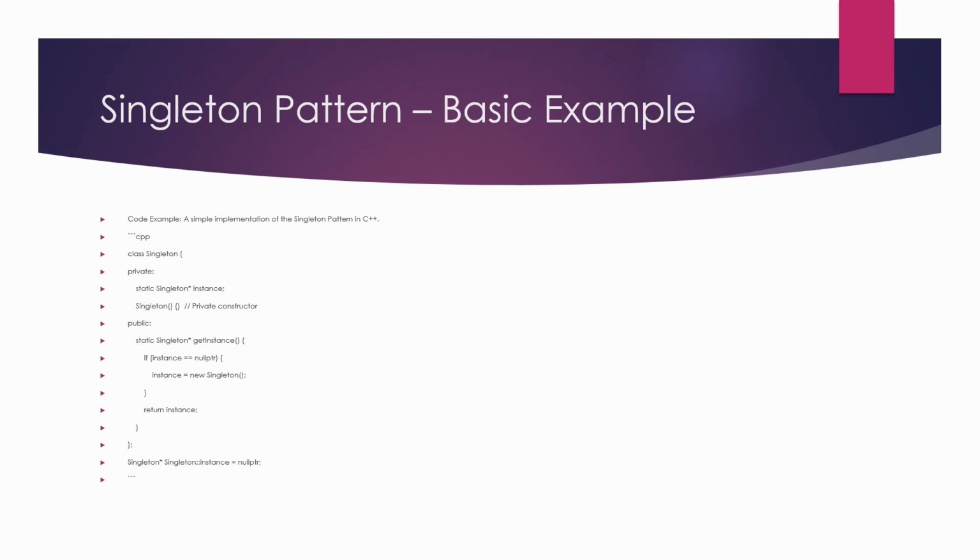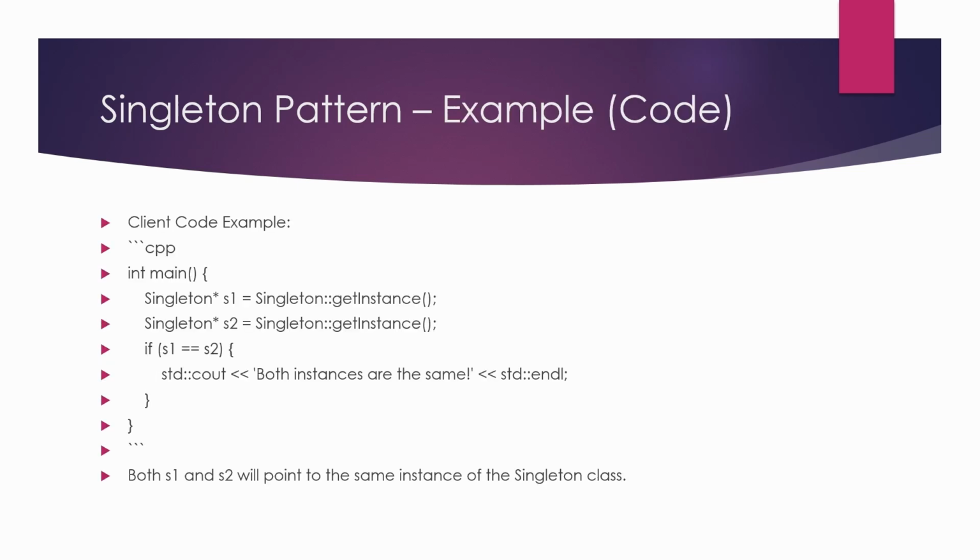Here's a simple implementation of the singleton pattern in C++. The class has a private constructor and a static instance variable. The getInstance method ensures that the instance is created only once and returns the single instance when needed. In the client code, we can see how the singleton instance is accessed. Even if we call getInstance multiple times, both S1 and S2 will point to the same instance of the singleton class, proving that only one instance exists.